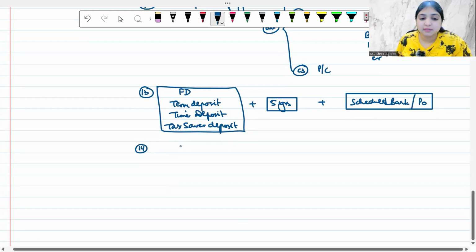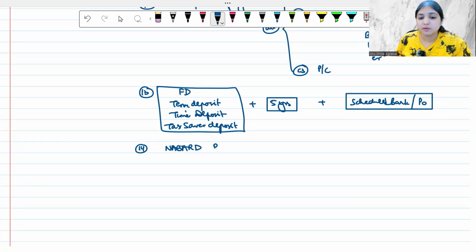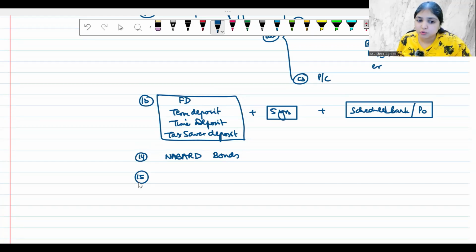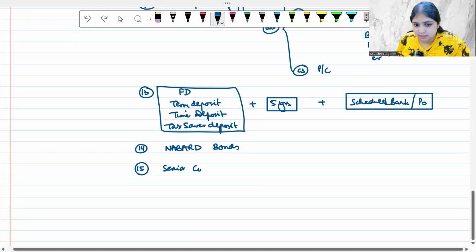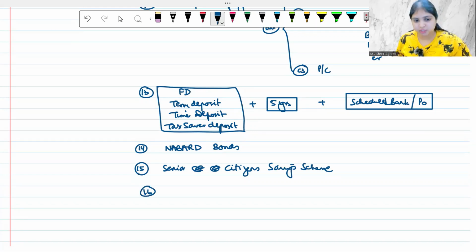Then number 14, if the assessee is going to subscribe to bonds of NABARD, even this will be eligible for section 80C deduction. And then the 15th point, second last point, if the assessee is making any contribution to the senior citizens savings scheme, even this will be eligible for Section 80C.